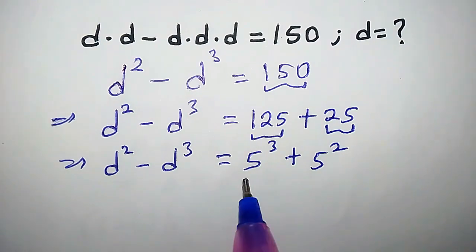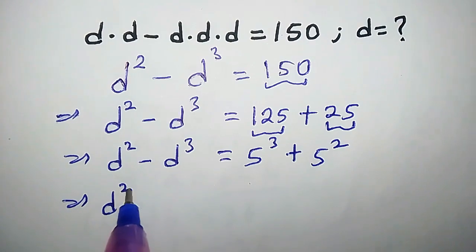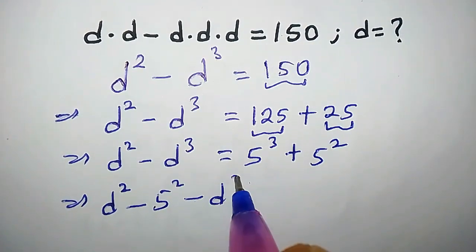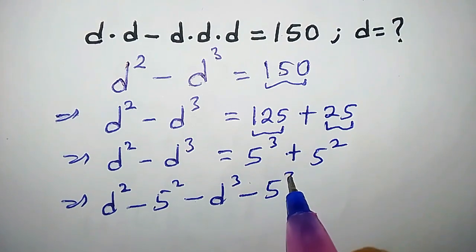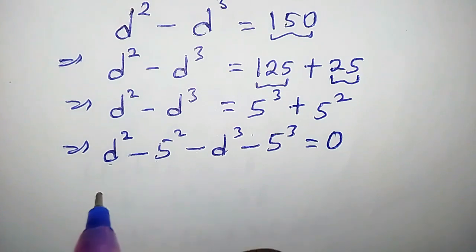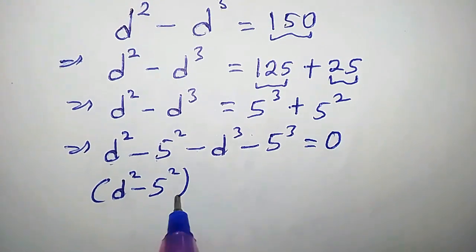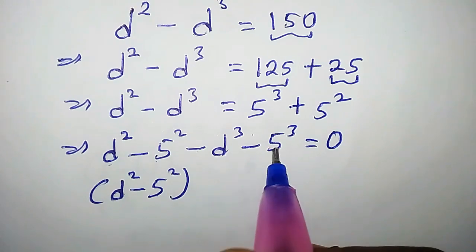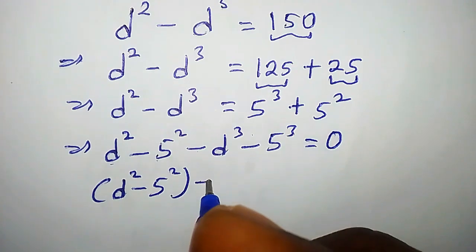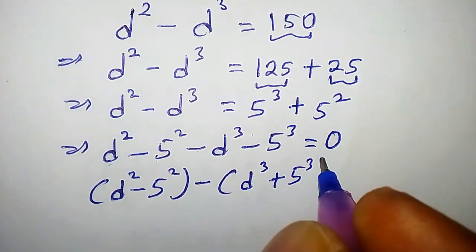Now, let's move each of these to the left hand side. So we have d to the power of 2 minus 5 to the power of 2, minus d to the power of 3 minus 5 to the power of 3, equal to 0. You will see that I can put these two in brackets. So that will be d to the power of 2 minus 5 to the power of 2. Also, I can put these two in brackets, but before that, I need to factor out the negative sign.